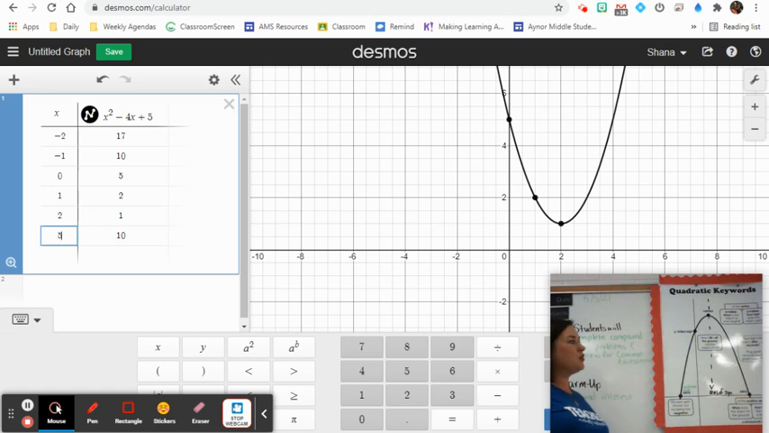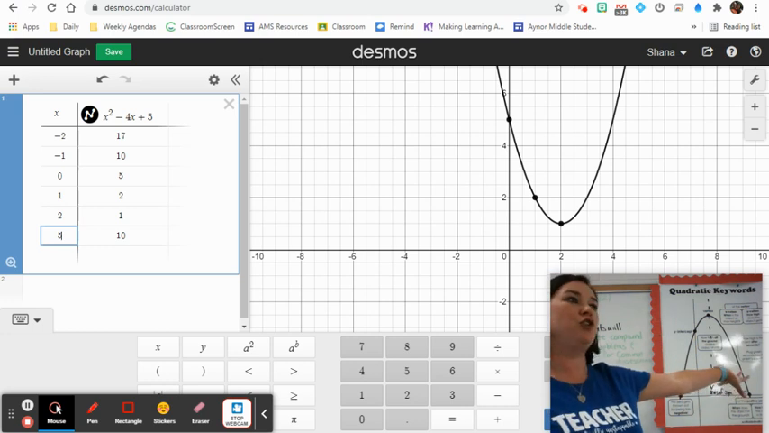All right, for time's sake, let's go ahead and look at this. Does anybody have a question about how I got that table right there to see our values? Because I want to make sure you know how to do that before I go any further.